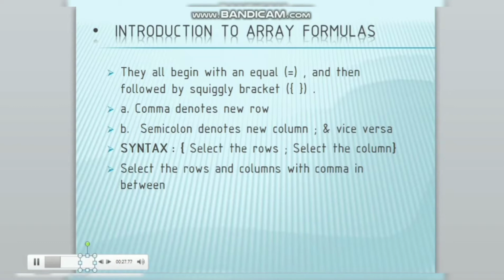The syntax for this function is as follows: equal, left squiggly bracket, select the row, semicolon, select the column, and then right squiggly bracket. Here you can select the row by simply selecting the elements in the row with a comma in between. In a similar manner, you can select the column. And after you type the syntax, simply press enter. The following procedure is valid for the newer versions of Excel.